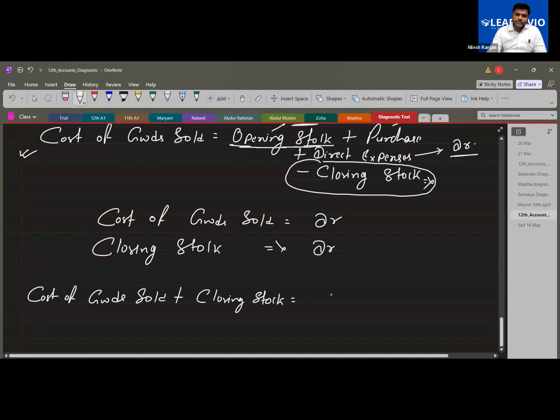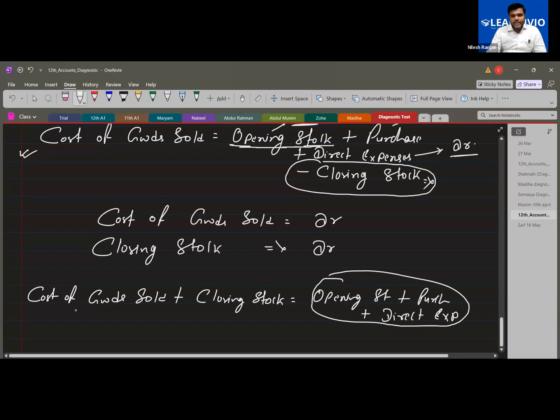This is what I'm asking. Cost of goods sold plus closing stock equals opening stock plus purchase plus direct expenses. So if we are not writing these three things on the debit side, and we write these two things on the debit side, then it is also equal. Yes. So that's why cost of goods sold is written on the debit side of the trial balance along with closing stock.